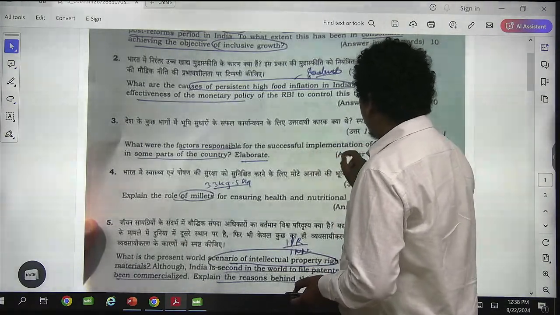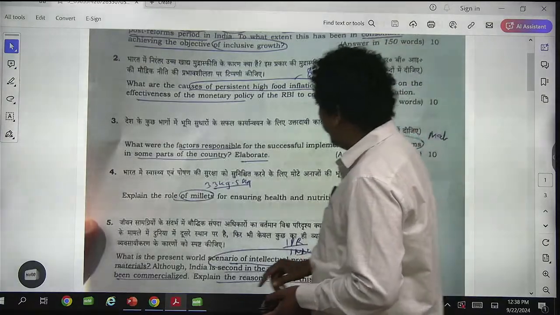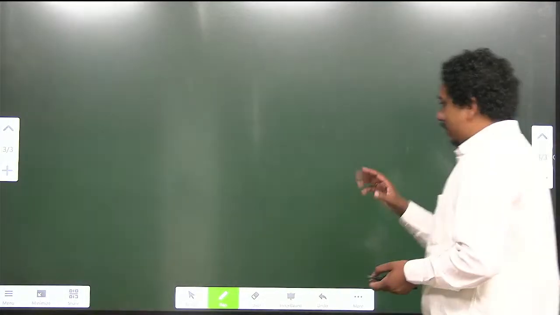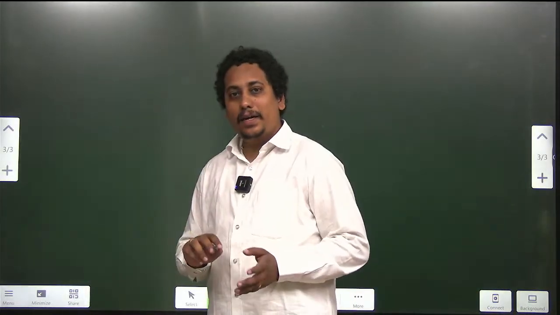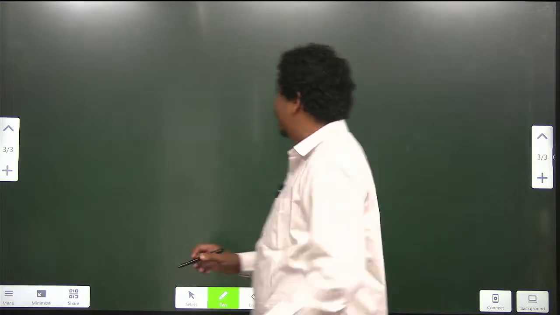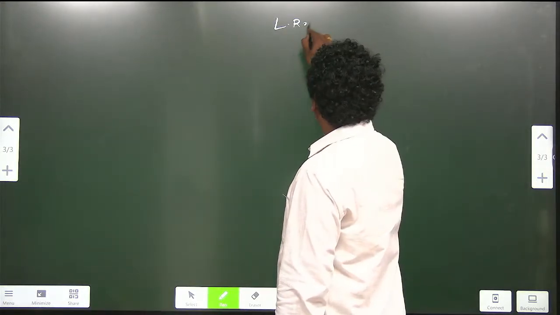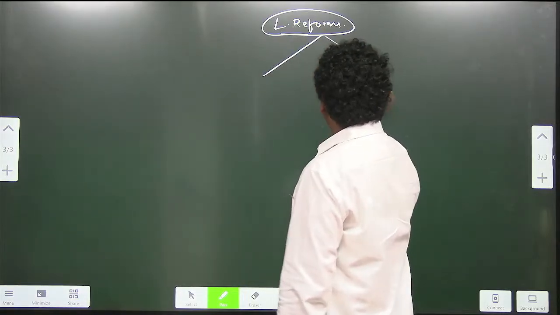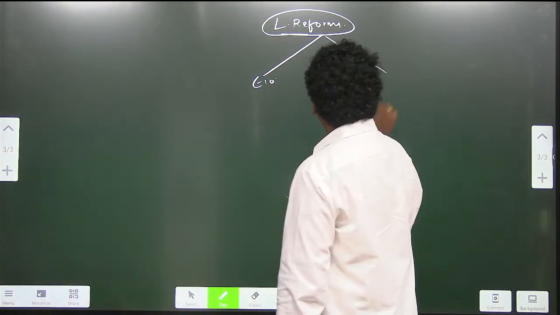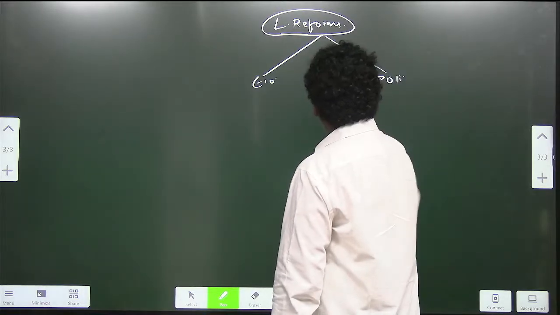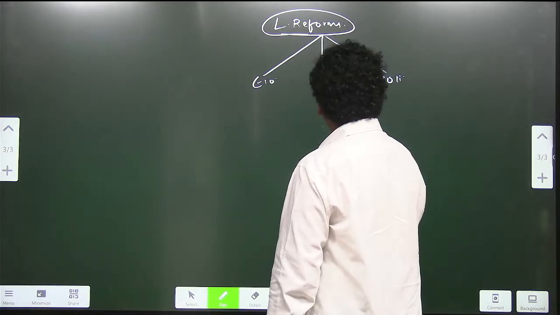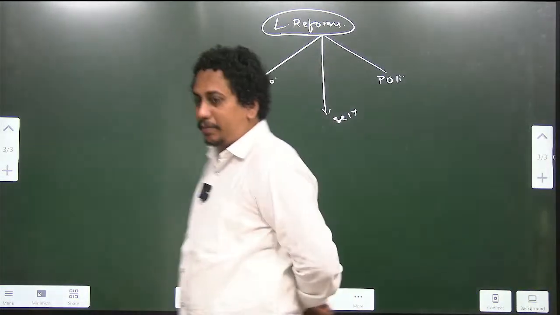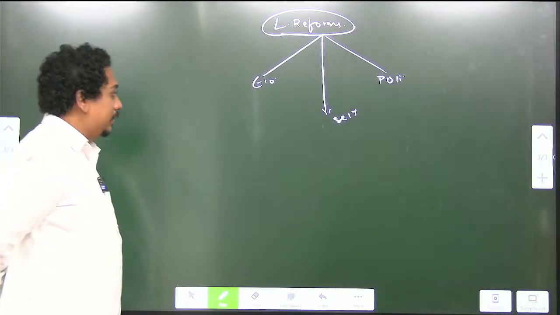What are the factors responsible for the successful implementation of land reforms in some parts of the country? I was stressing more about this particular chapter, Land Reforms and Land Acquisition Act 2013. In fact, I always say land reform has to be connected from two dimensions: one is your economy dimension, one is your polity dimension, and to some extent your security dimension also. Land reforms can be touched from three perspectives: economy, polity, and your security also.